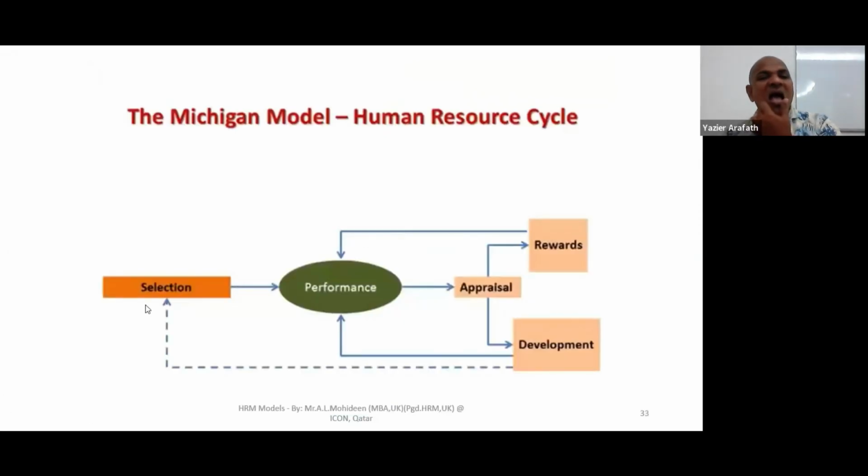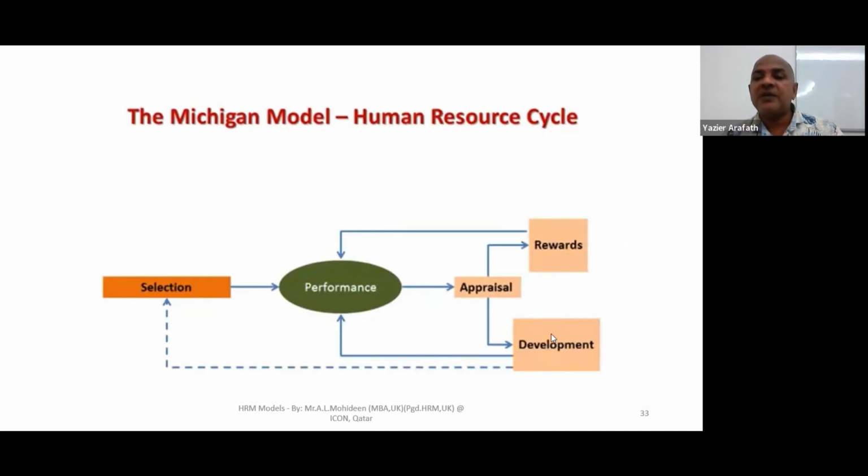Okay. Michigan model, there is a human resource cycle. You have to understand this. The selection will be there. Performance is based on the selection. The performance can be appraised, and from the appraisal, we can give them reward, and also we can develop them. So rewards and development can be given in order to achieve the organizational objectives. Right? People are rewarded and developed according to the organizational objectives. So the selection and the development are connected.